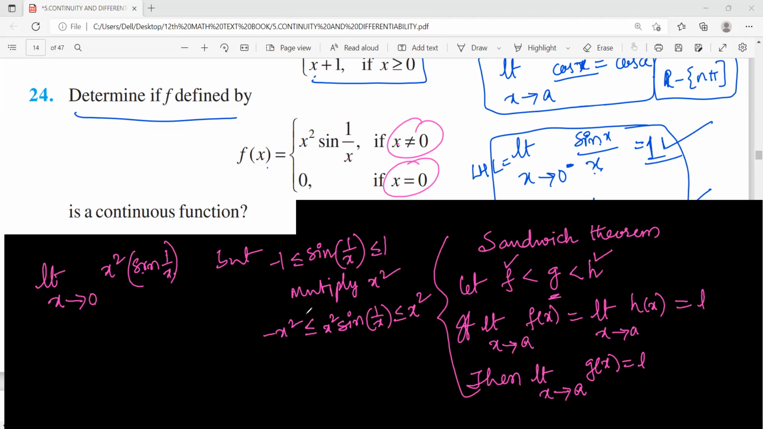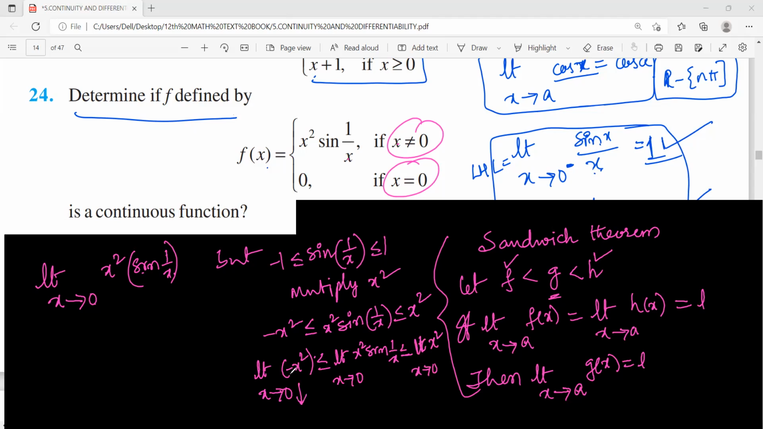Now what you should do? You have to apply the limit. Limit x tends to 0 of minus x square is less than or equal to limit x tends to 0 of x square sine 1 by x, which is less than or equal to limit x tends to 0 of x square. So what do you get?